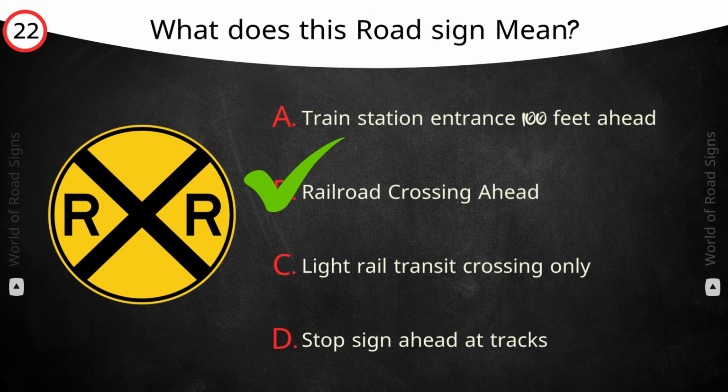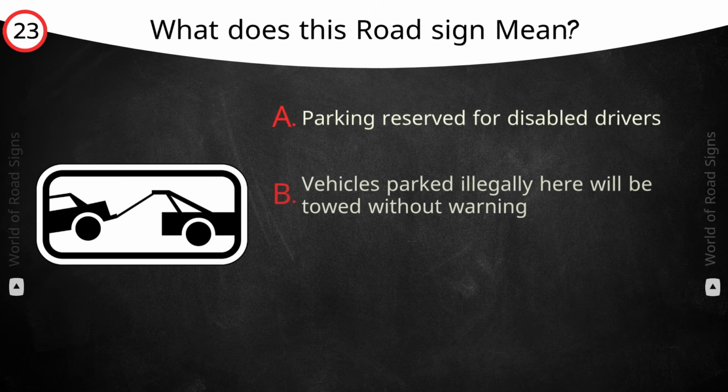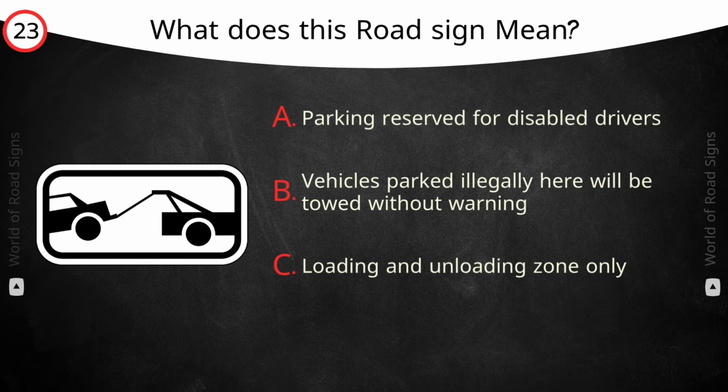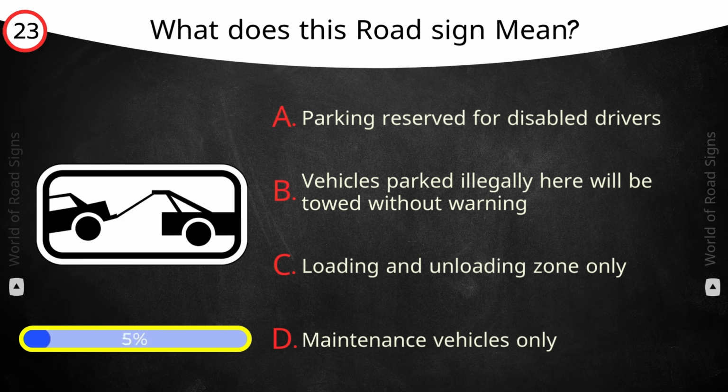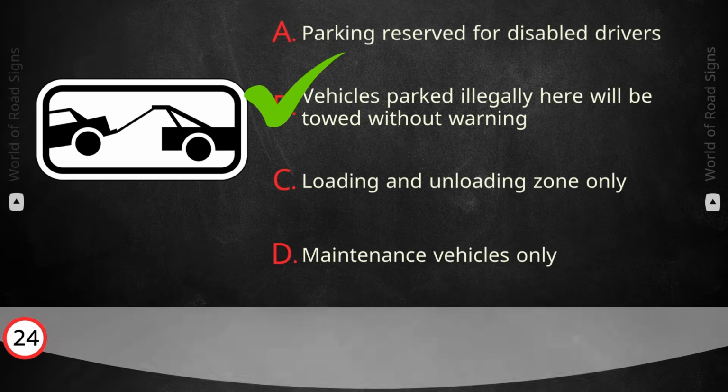The answer is option B. Railroad crossing ahead. Question 23. What does this traffic sign indicate? A. Parking reserved for disabled drivers. B. Vehicles parked illegally here will be towed without warning. C. Loading and unloading zone only. D. Maintenance vehicles only. Option B is correct. Vehicles parked illegally here will be towed without warning.